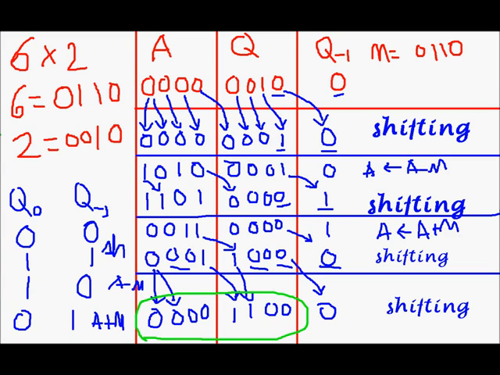6 into 2 is 0, 0, 0, 0, 1, 1, 0, 0. And if you check it, this 0 is 2 raised to 0, this 0 is 2 raised to 1, this 1 is in the position of 2 raised to 2, and this 1 is in the position of 2 raised to 3. So 2 raised to 3 is 8, and 2 raised to 2 is 4. 8 plus 4 is 12, and 6 into 2 is 12.